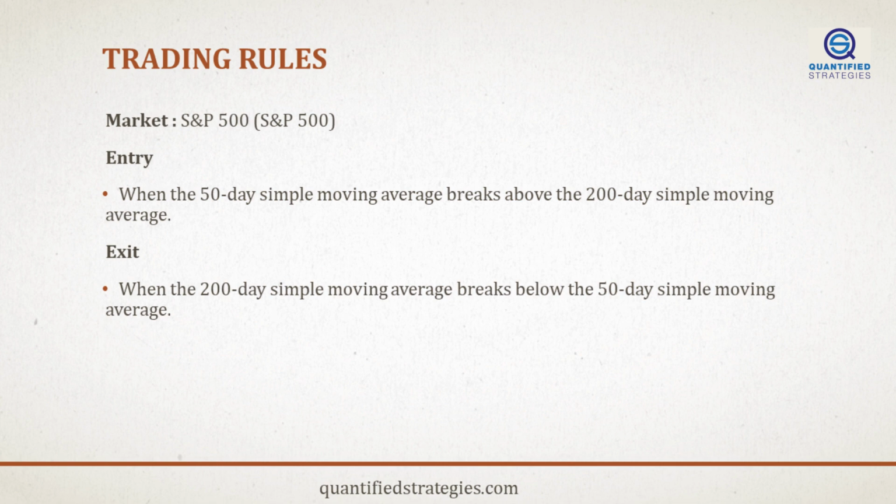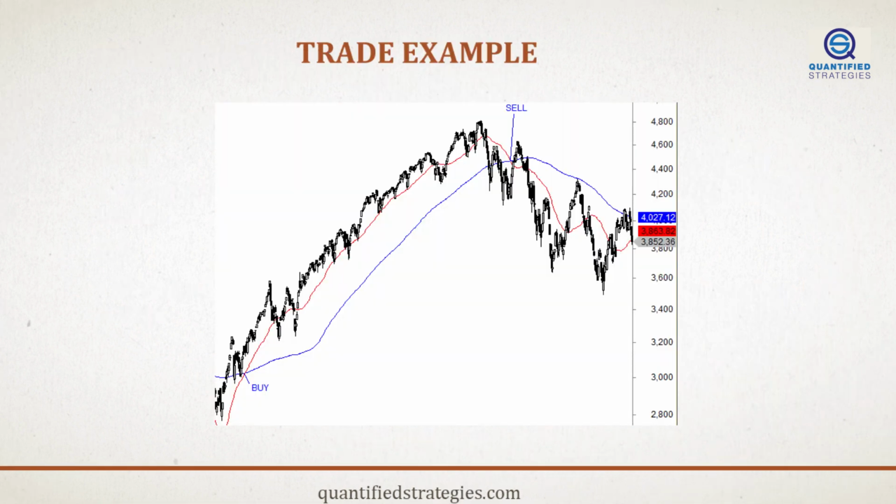Let's take a look at a trade example. In this example, the 50-day moving average broke above the 200-day moving average, signaling a bullish breakout. You could have bought the S&P 500 in July 2020 at 28.67 and ridden the trend until you sold in March 2022 at 41.73 for a nice 32.4% gain. Of course, not all trades turn out this well.